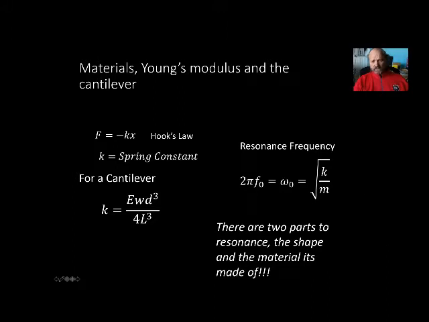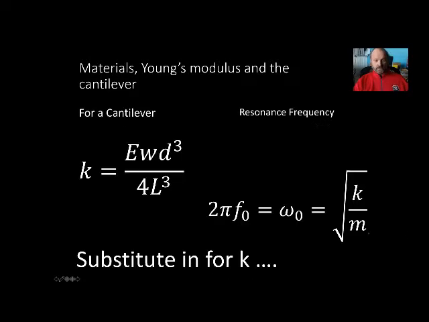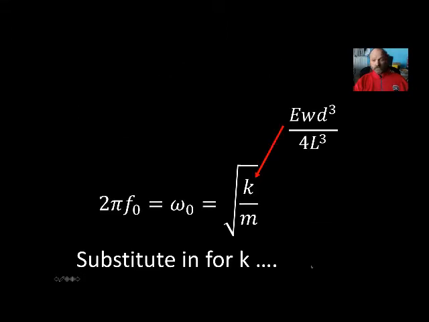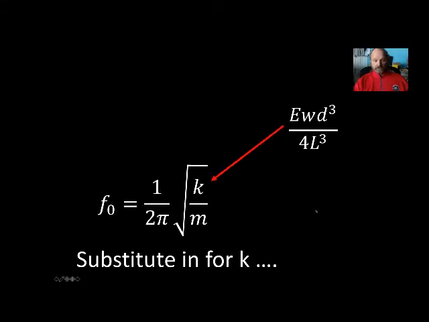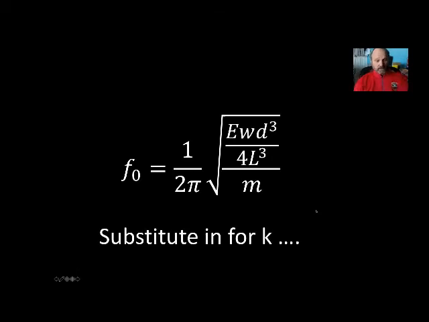But you can look at this, that there are 2 parts to the resonant frequency. One is the material properties themselves, which includes the density of the material and the elastic modulus, and then the shape of the material, the thickness, the width, and the length. Okay, so if we combine these two together, we substitute in for K, and we get something like this.